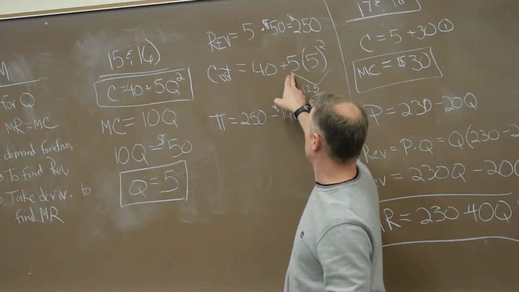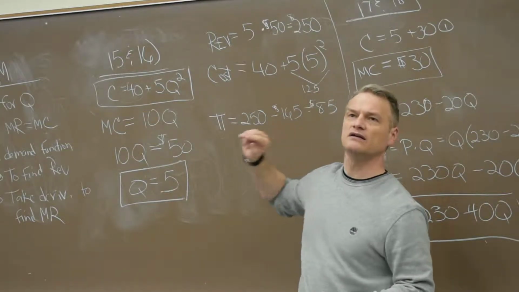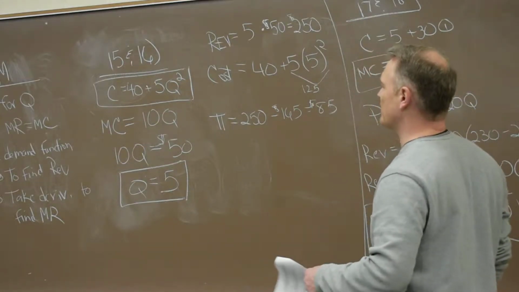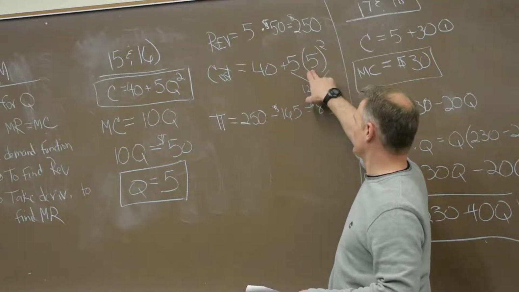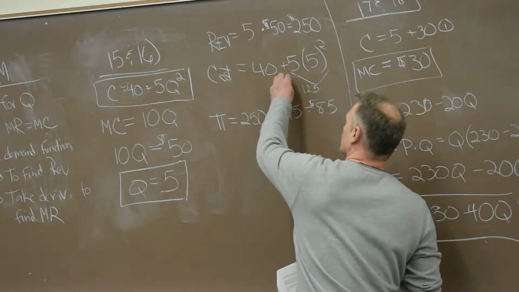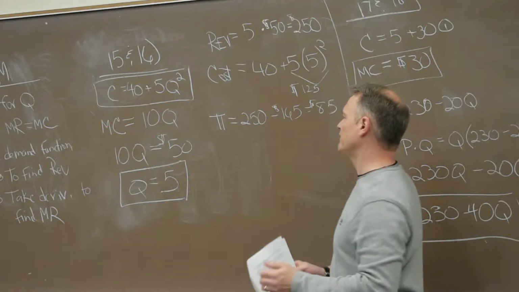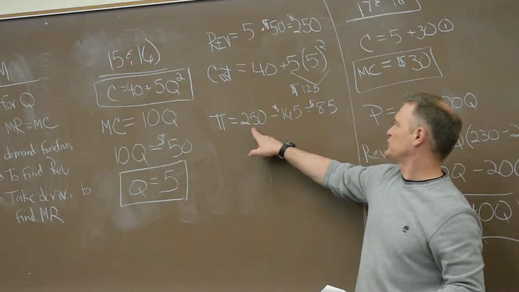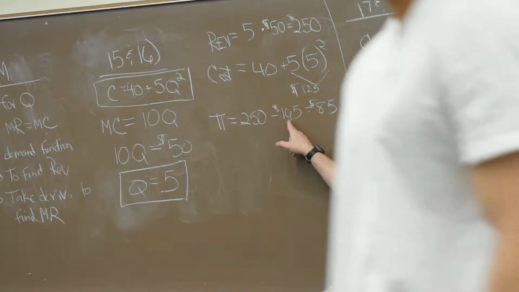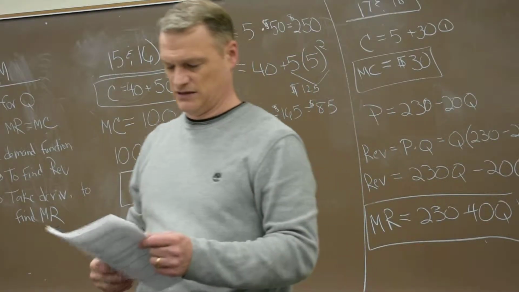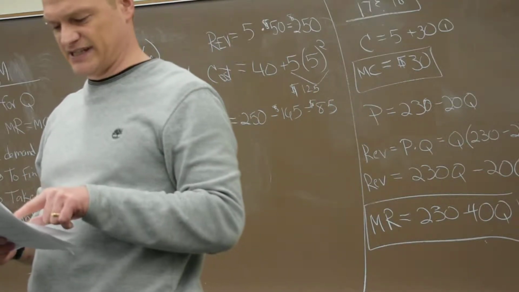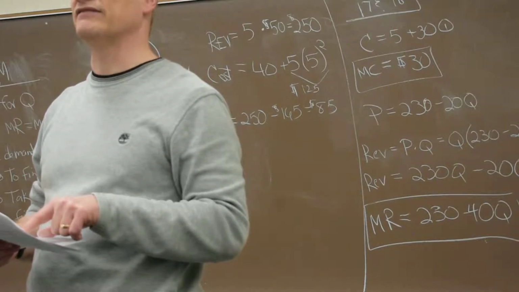So I have 40 plus 5q squared. So 5 times 5 squared. Check my math, but this term is $125, plus 40 is $165. So my profit here is 250 in revenue minus 165 in cost, so 85 in profit. So the answer to 16 is D. D is for David.